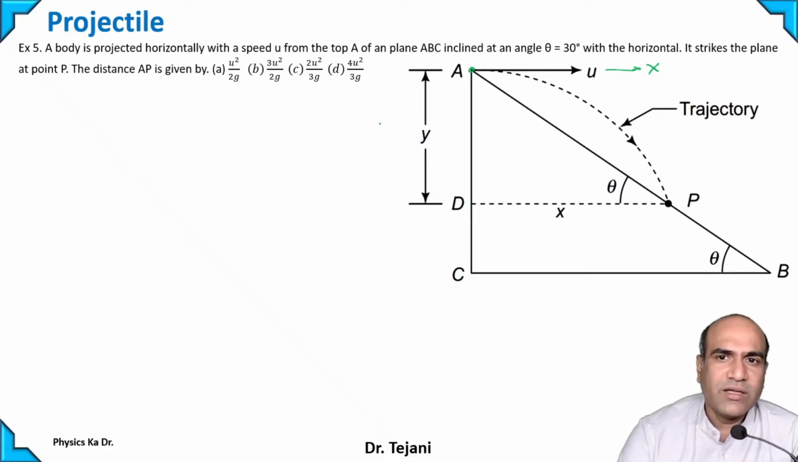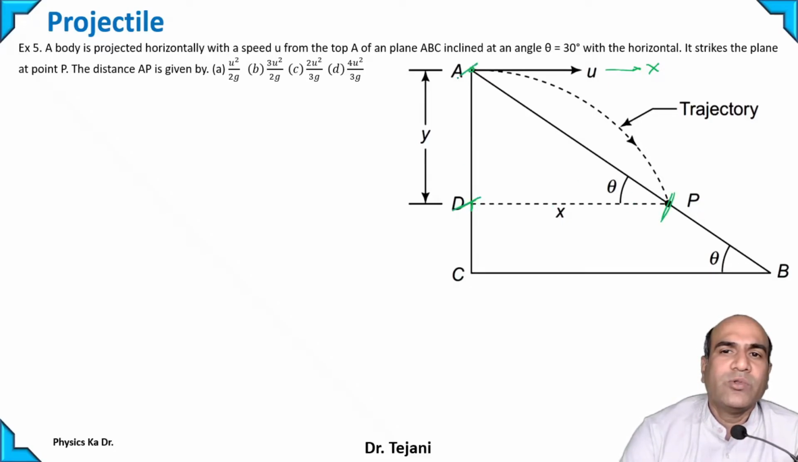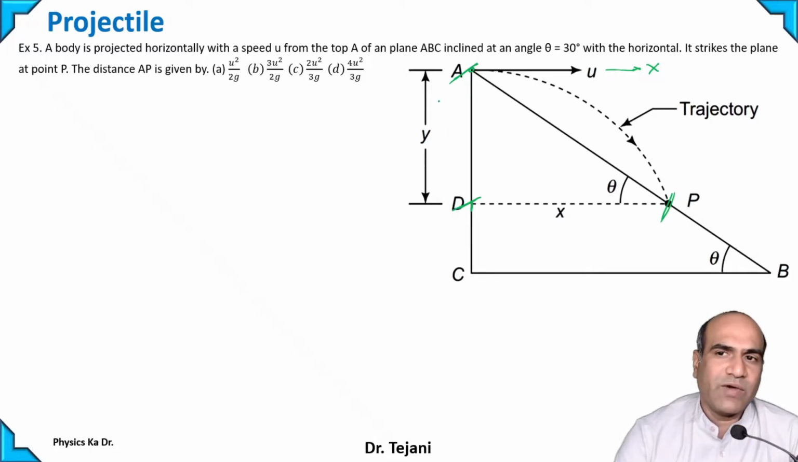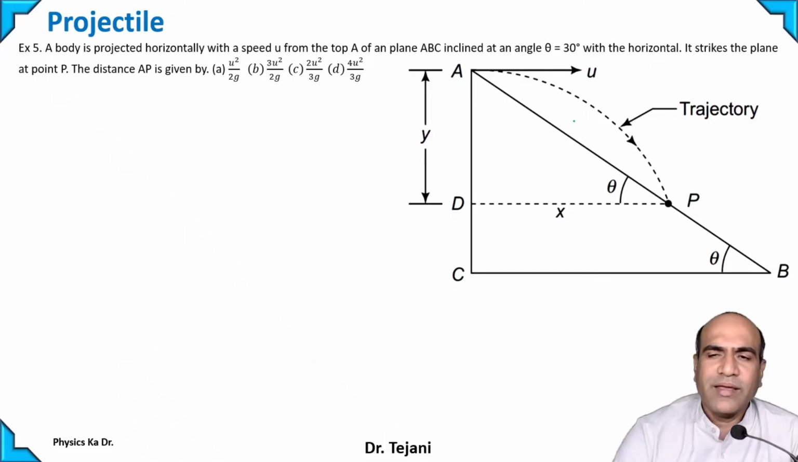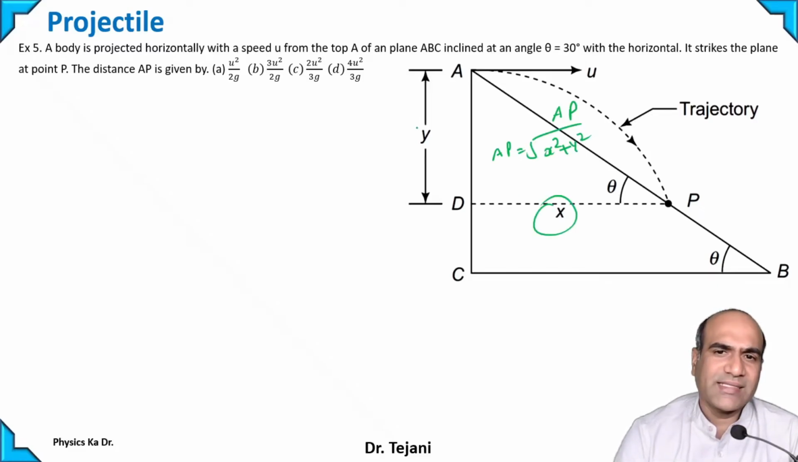So options are given. Here the object is moving from A to P, horizontal movement is x from point origin O, we can say A point, or you can say D point to P point, that distance is x, and from the D point to the A point, that distance is given y, right? It is very much understood. And we need to find distance AP, and this is a triangle, so we can call AP is equal to under root x square plus y square. Ultimately, you need to find x and y.